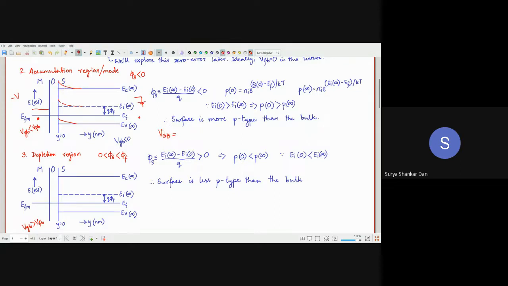Okay. So basically we can write it like V oxide plus V semiconductor. This V semiconductor part is basically the surface potential phi s. And oxide में जो drop होगा, that we will see later. Okay. I don't want to go so much into the depth right now.